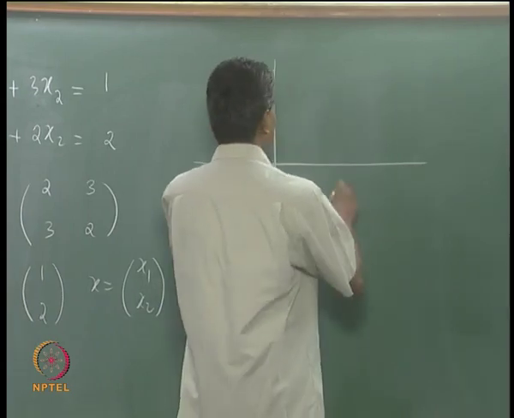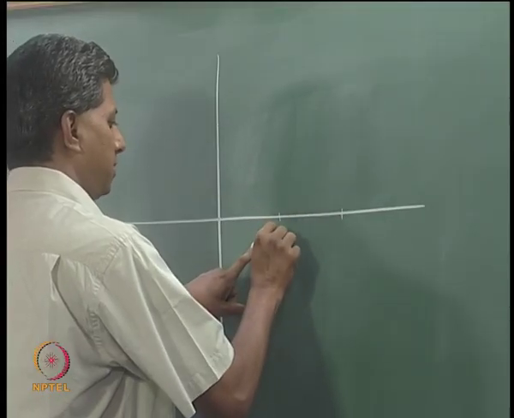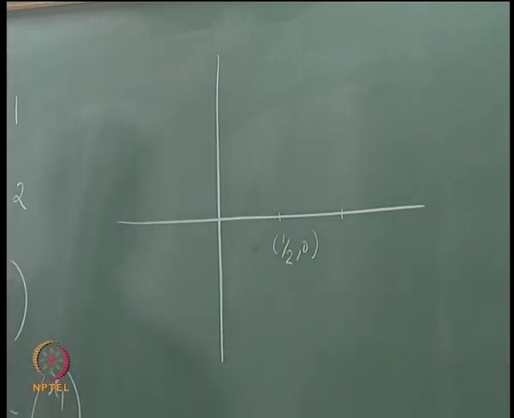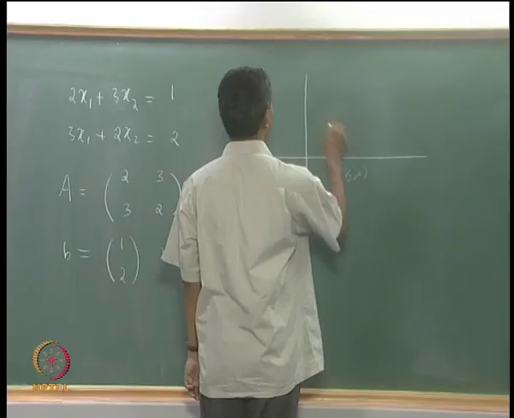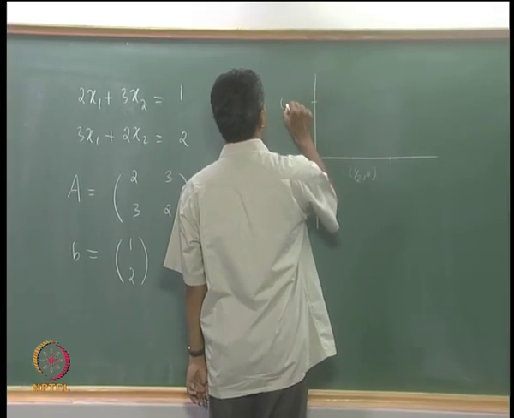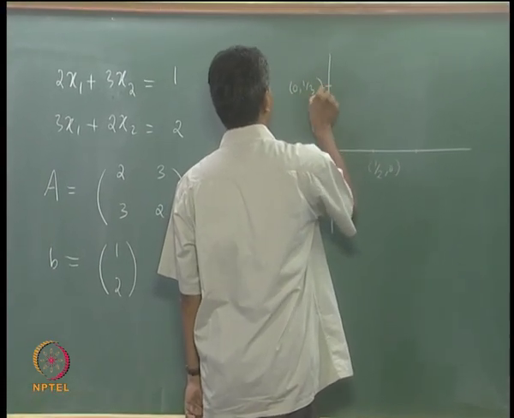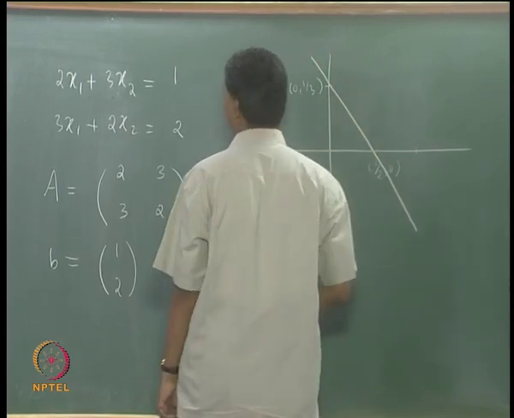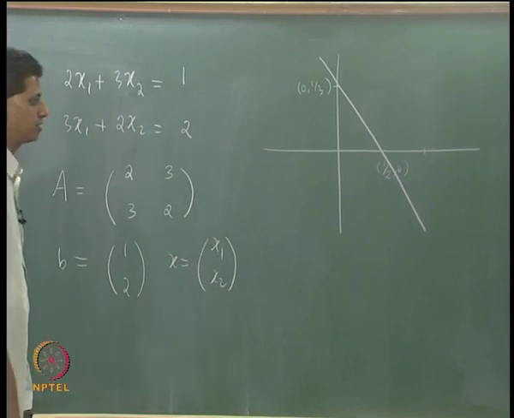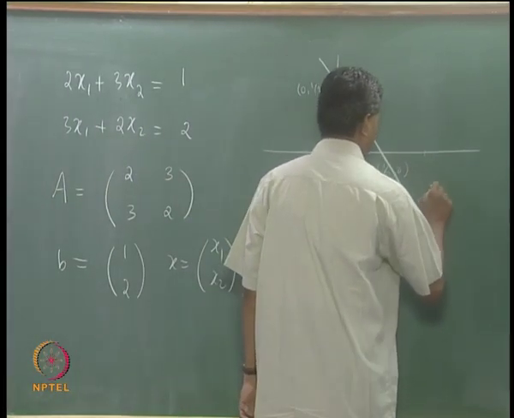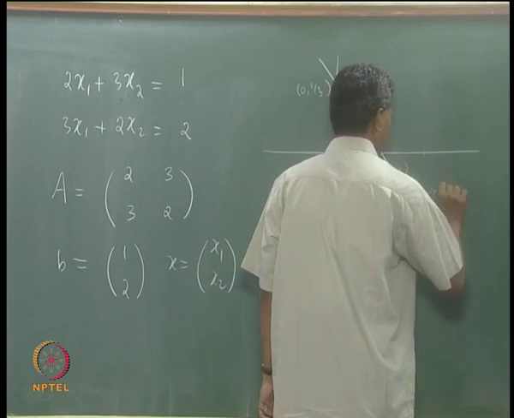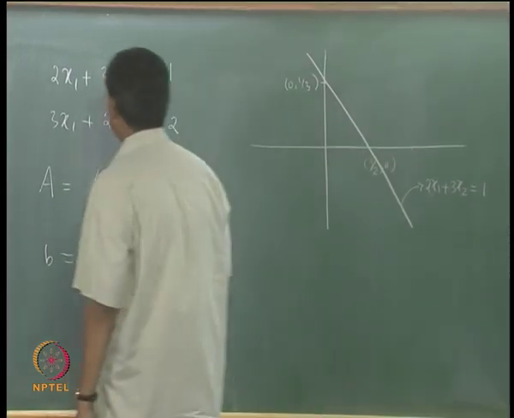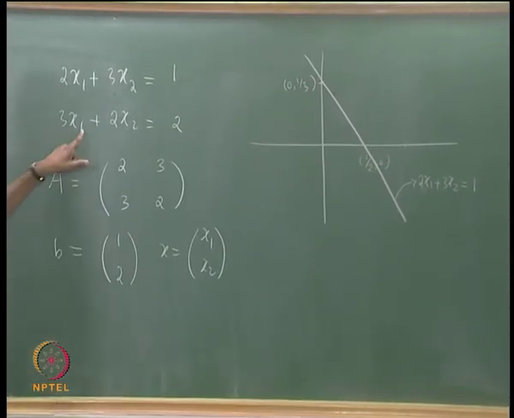(1/2, 0), right? X1 is 1/2, let us say this is 1 for me, so this is 1/2 approximately, and the other one is 0, 1/3, okay. So let us say this is my 1/3. So this is line 1, okay. So this represents 2x1 plus 3x2 equals 1.